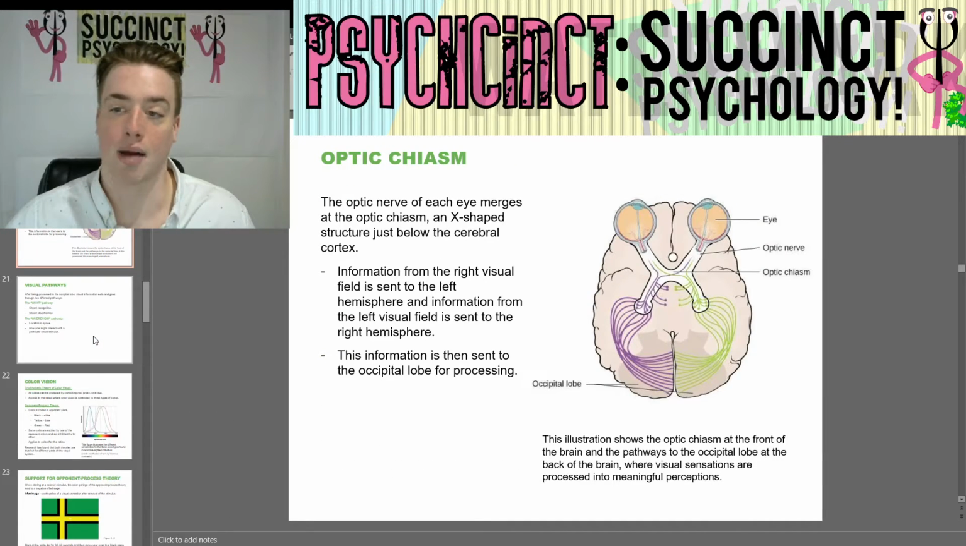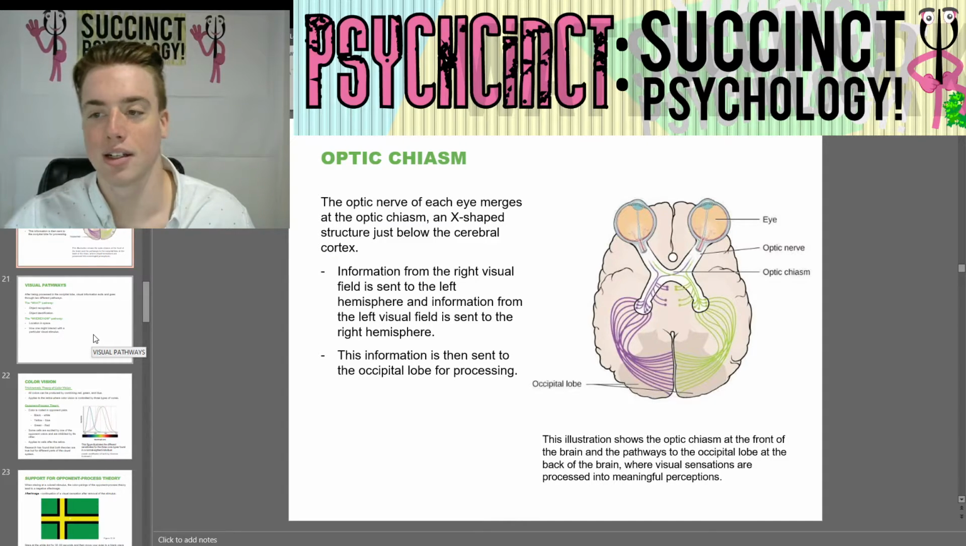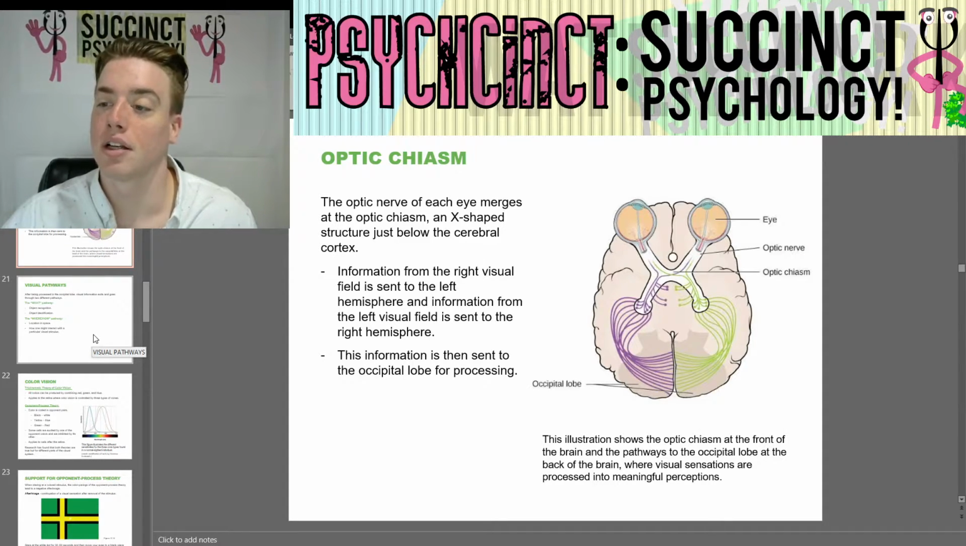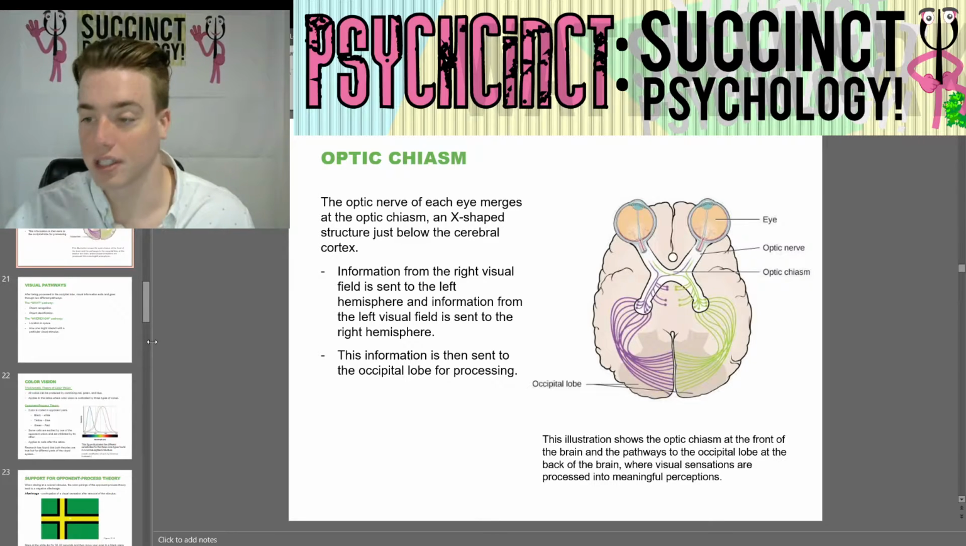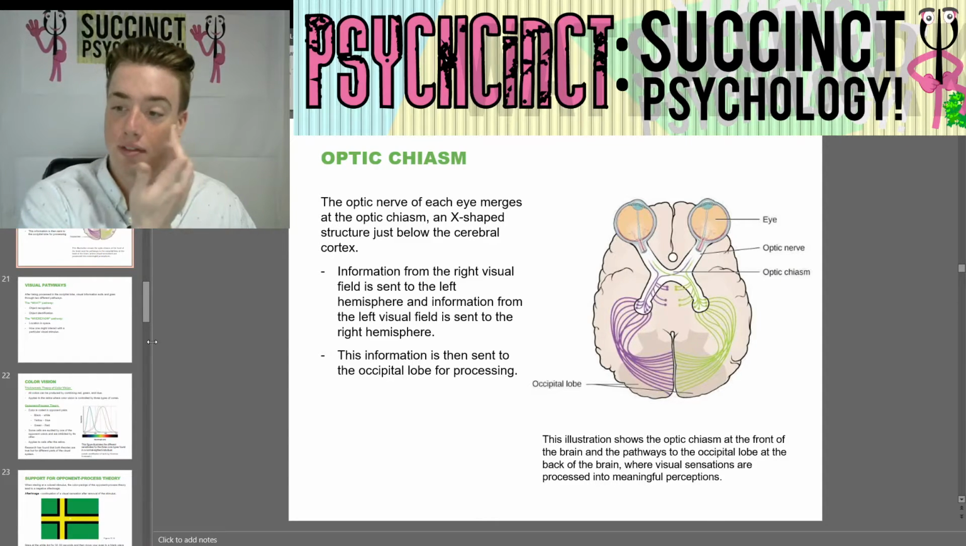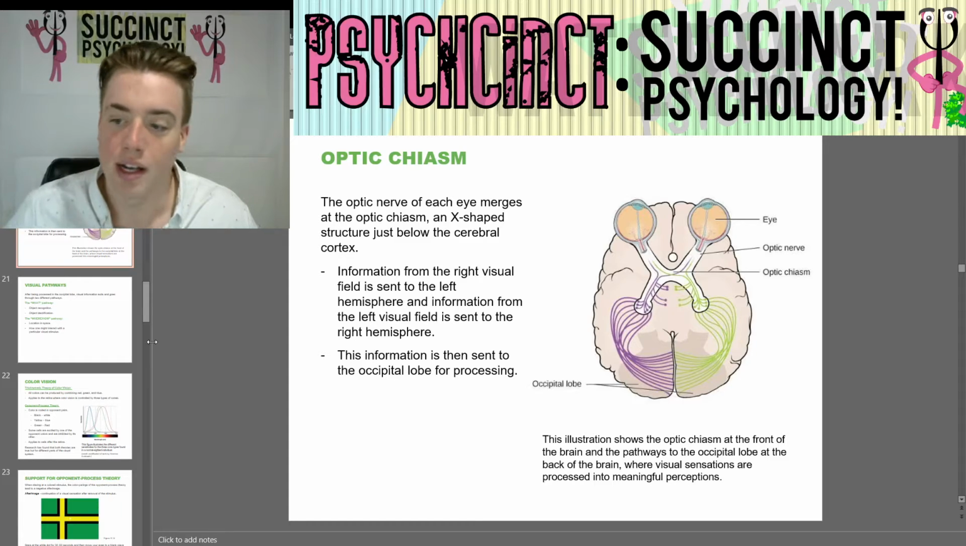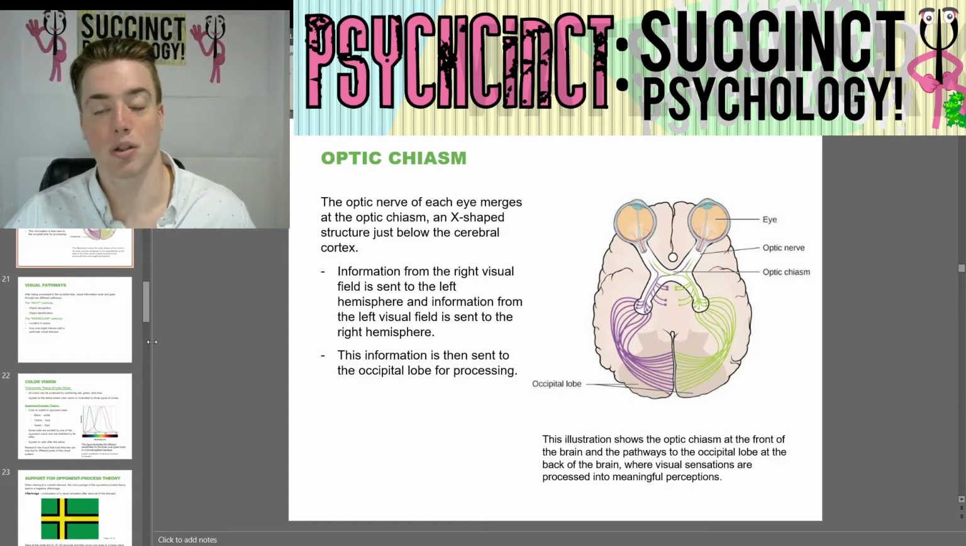Next, we have the optic chiasm. The optic nerve of each eye merges at the optic chiasm, an X-shaped structure just below the cerebral cortex. Information from the right visual field is sent to the left hemisphere, and information from the left visual field is sent to the right hemisphere. This information is then sent to the occipital lobe for processing. This illustration shows the optic chiasm at the front of the brain and the pathways to the occipital lobe at the back of the brain, where visual sensations are processed into meaningful perception.